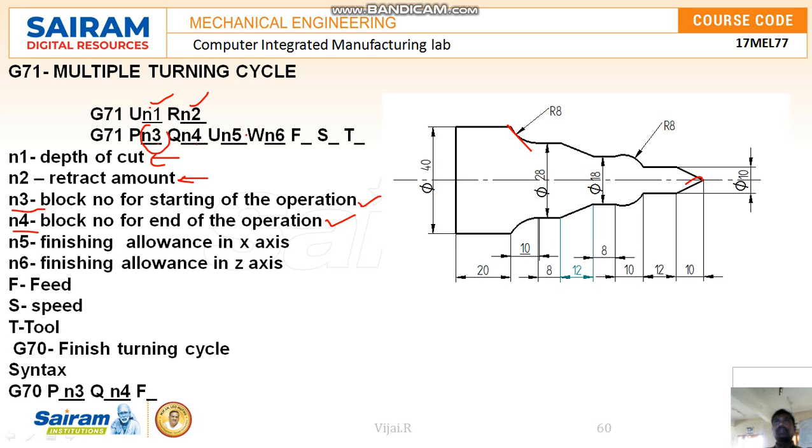What do U and W mean? U and W are N5 and N6 here. We give the finishing allowance in the x-axis and the finishing allowance in the z-axis in this place, U and W. Then F, S, T, that is the feed, speed and tool. We give the F, S, T values, and once this is done, we go for G70, which is the finishing cycle. For the finishing cycle, again the same N3 and N4, the starting block and ending block, will come. Right?